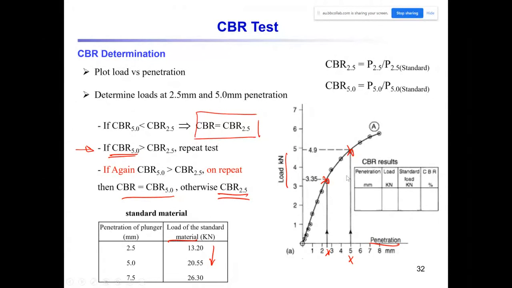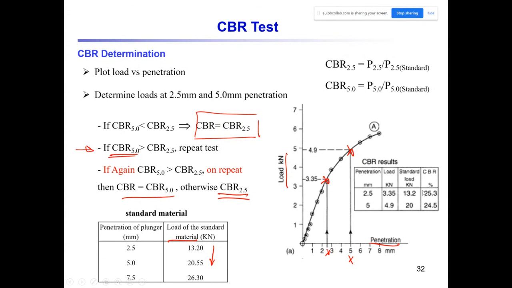For this simple example, you need to consider penetration 2.5 and penetration 5. Then the loads, what are the loads? The load for 2.5 is 3.35, and the load for penetration 5 is 4.9. What are the standard loads? You can read them from the table. This is for the well-graded crushed rock. So the values for 2.5 is 13.2, and for 5 is 20.55. I wrote it as 20. So you can simply divide this by this one, and you can calculate the CBR value for 2.5 and 5.